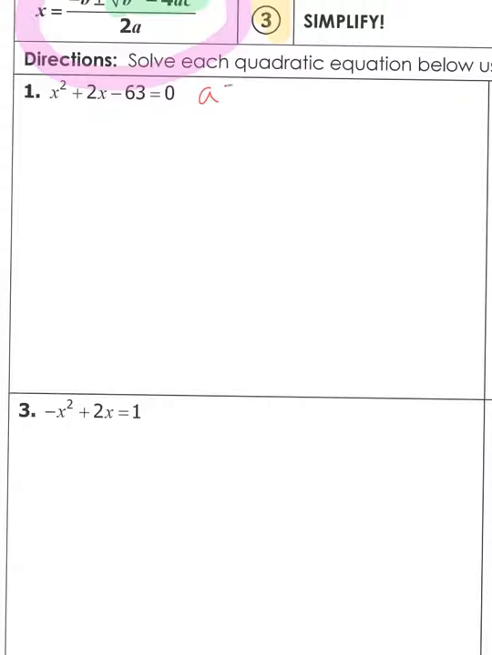So a is equal to 1. Remember, if there's no number in front of the squared term, it's understood to be 1. b is equal to 2, and c is equal to negative 63. Then I'm going to write my equation.